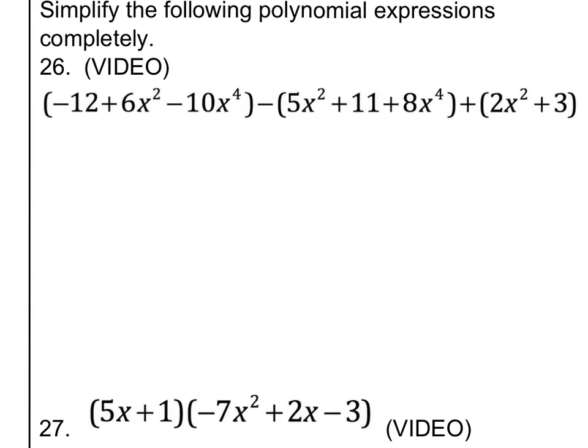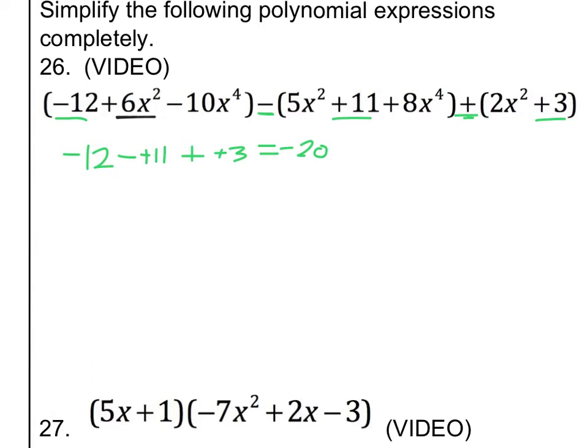All right, for number 26, we got a lot of stuff going on here. I'm going to try to make some sense of this. And I'm going to start by collecting terms that are the same. So you've got -12, that's a number. I'm going to do minus 11 and plus 3. So -12, there's my minus, positive 11, and then there's my plus, positive 3. In other words, -12 minus 11 is -23, plus 3 is going to be -20.